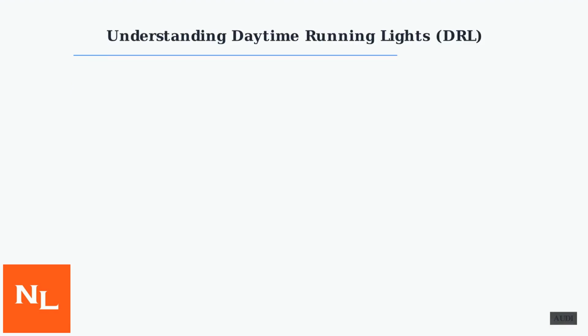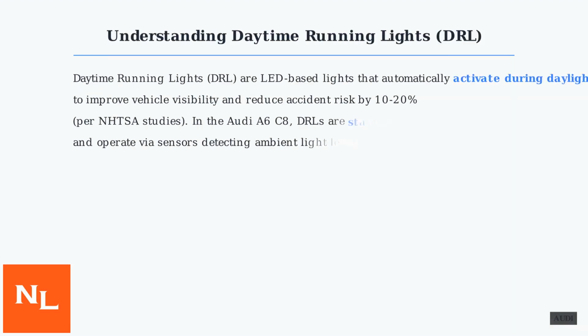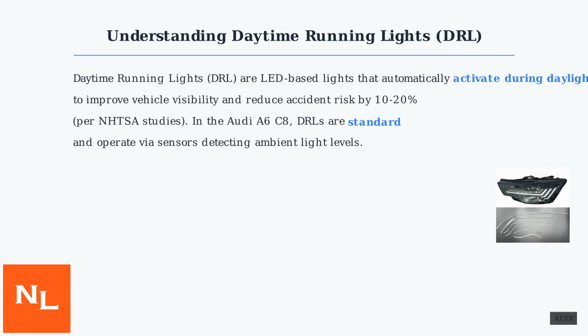Daytime running lights, or DRL, are LED-based lights that automatically activate during daylight to improve vehicle visibility. According to NHTSA studies, they can reduce accident risk by 10 to 20%. In the Audi A6 C8, DRLs are standard equipment and operate using sensors that detect ambient light levels.